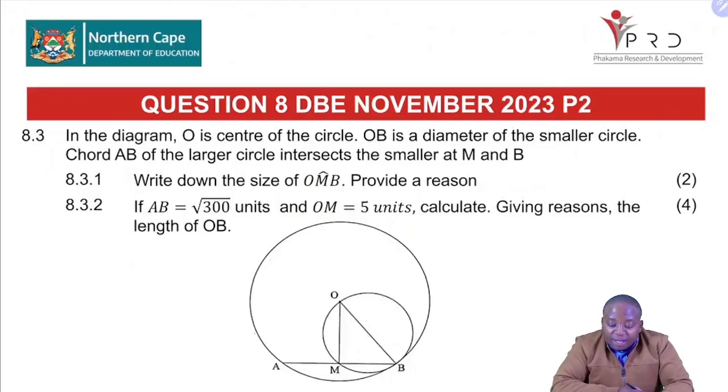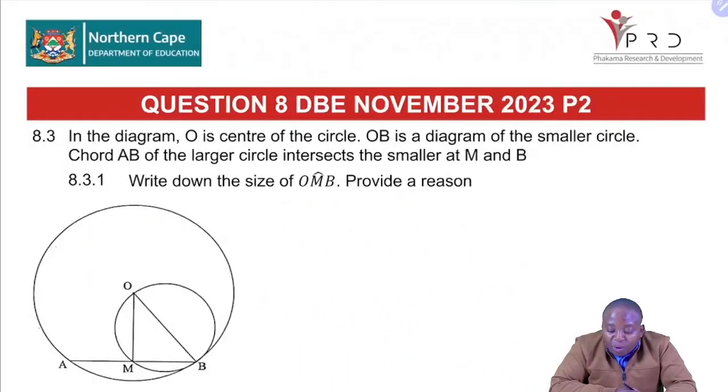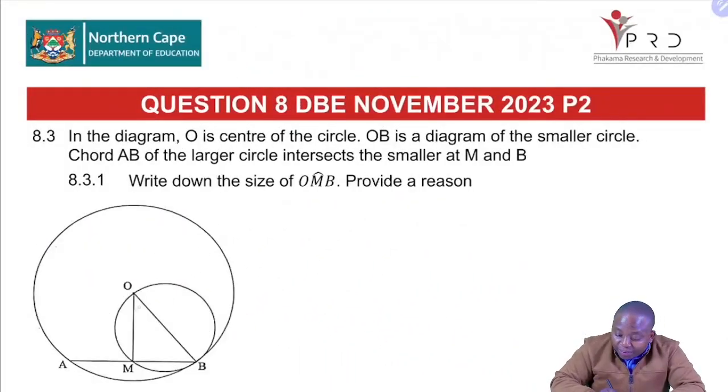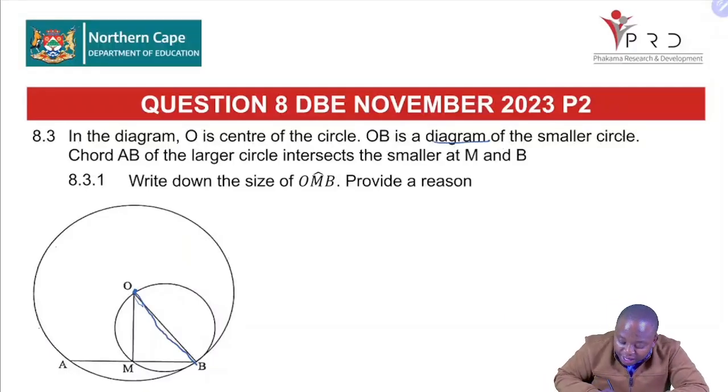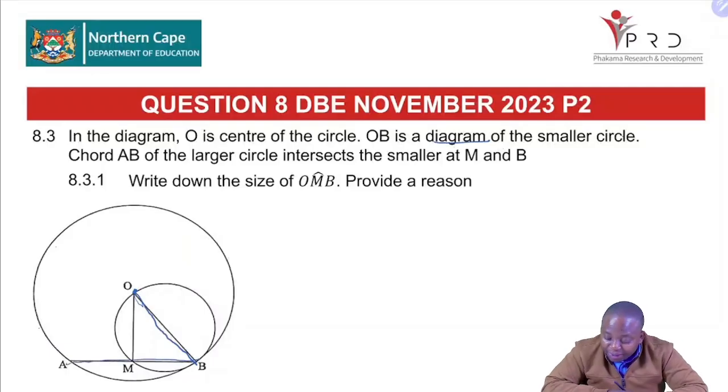Welcome back, grade 12. Let us look at 8.3. On 8.3, we are told that in the diagram, O is the center of the circle. OB is the diameter of the smaller circle. I think it's supposed to say diameter there, because you can see OB is a diameter, and chord AB of the larger circle intersects the smaller circle at M. So we have a chord AB right there.